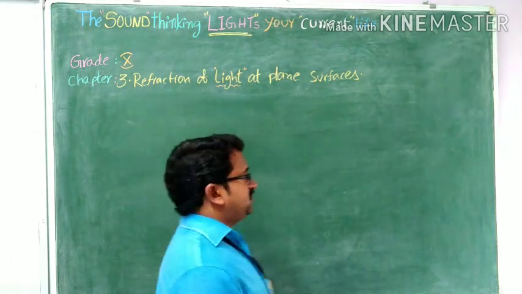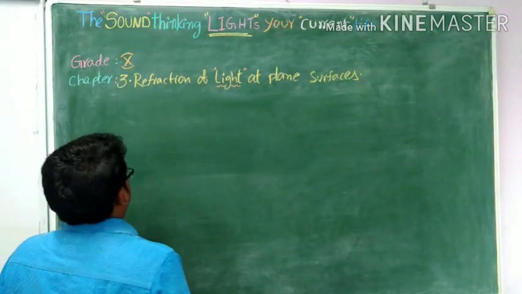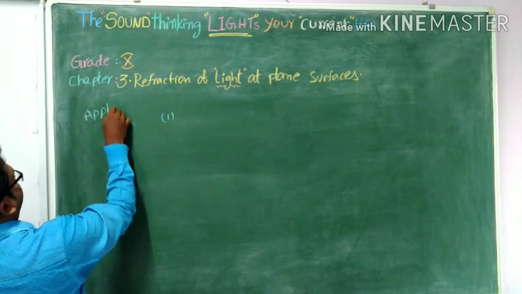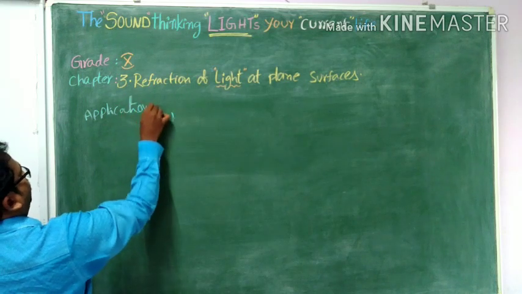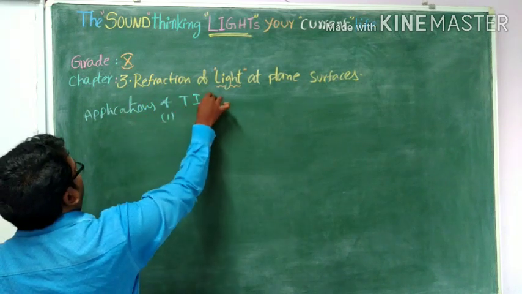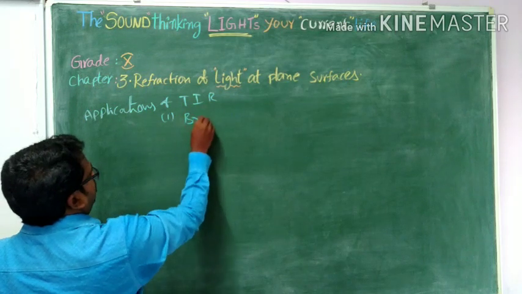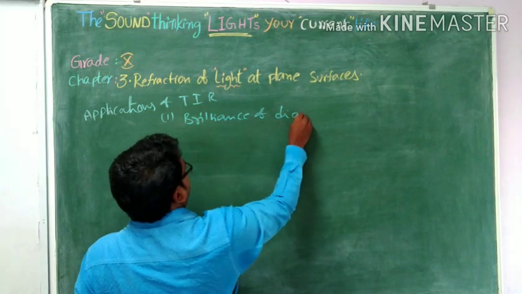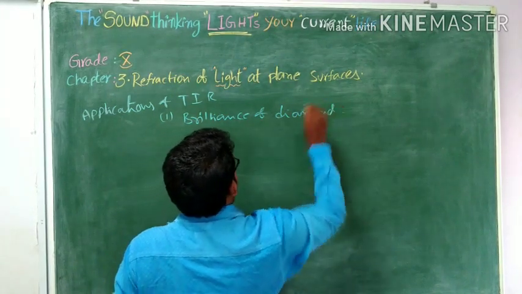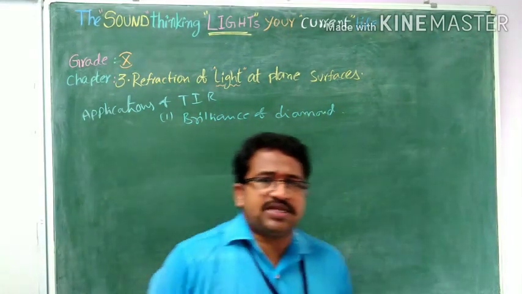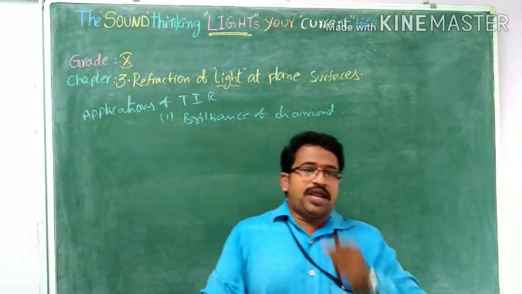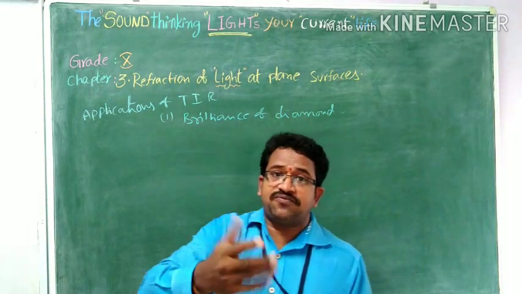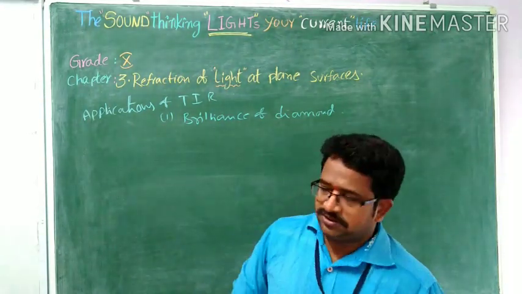Among them, the first one is about the brilliance of diamond. The first application of TIR is the brilliance of diamond. Here the question is going to be asked like this: diamond is very bright because of its refractive index. Can you support it or not?